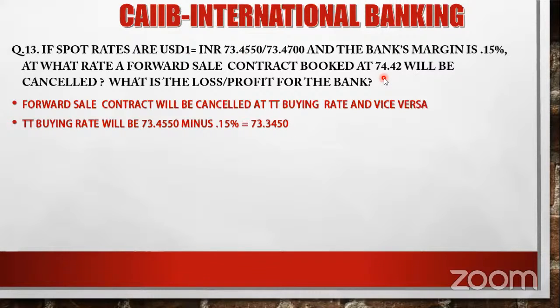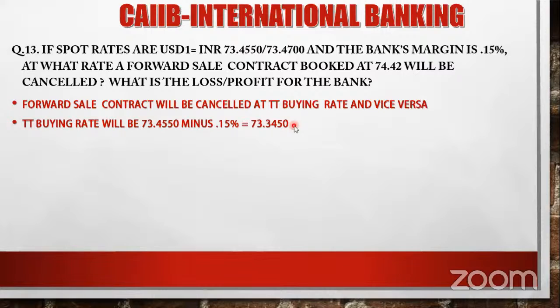This is the contract rate. Now it is an importer. What is an importer? What are you doing? You are giving the dollar to him. Had we given the dollar to the importer, he would have given you 74.42. Now we are giving the dollar to the interbank market. We are getting less value, 73.34.50. Now is it a profit or loss for the bank? Tell me. Loss. Now it's a loss.